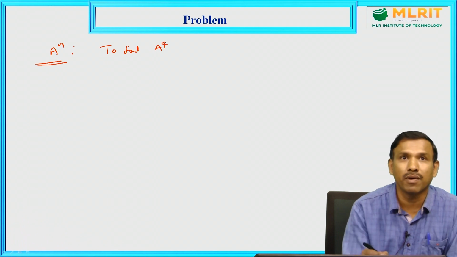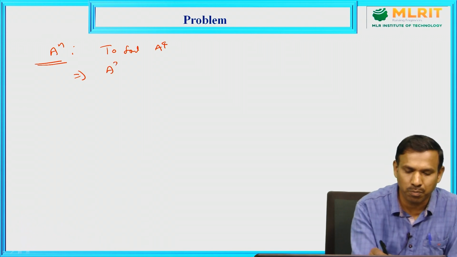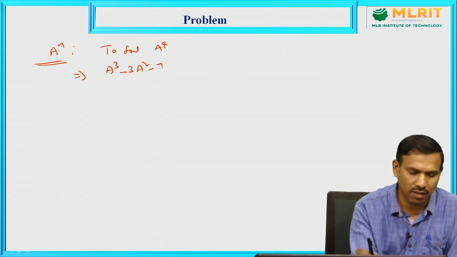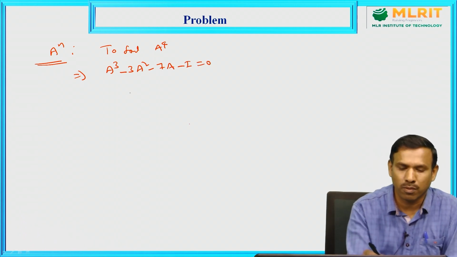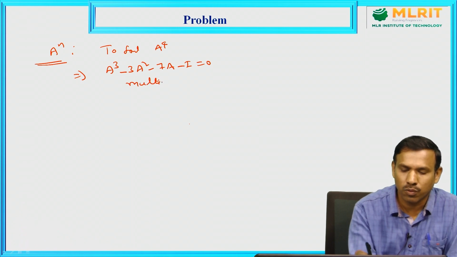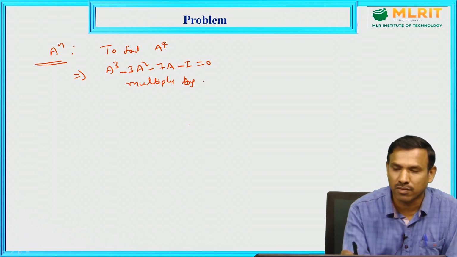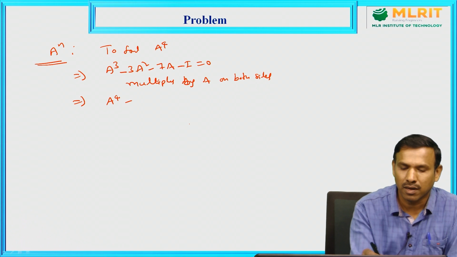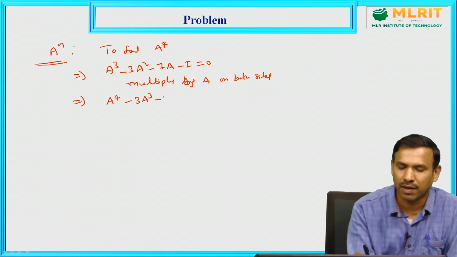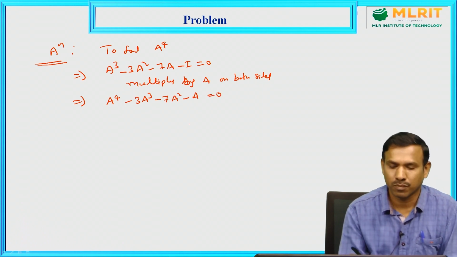To find A power 4, what is the equation we have using the Cayley-Hamilton theorem? That is A cube, basic equation: A cube minus 3A square minus 7A minus I is equal to 0. This is the basic equation. Now I want A power 4. Already we have A cube, so to get A power 4, just multiply by A on both sides of the equation. So A cube into A gives A power 4; directly I am writing A square into A cube minus 7A into A square minus I into A is equal to 0.